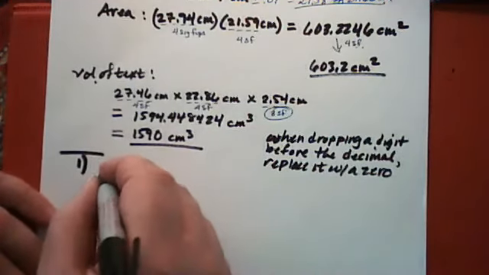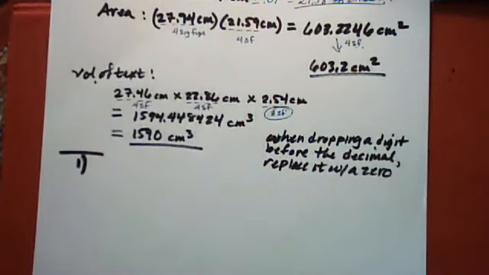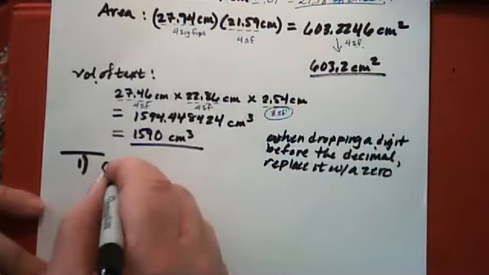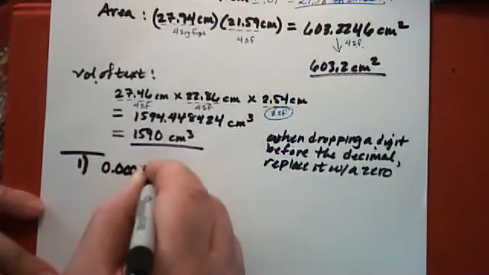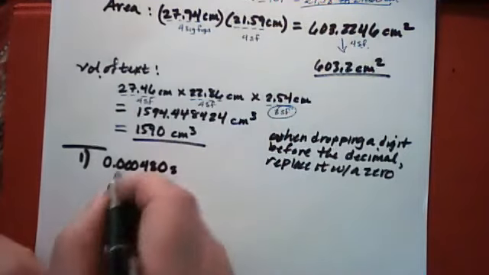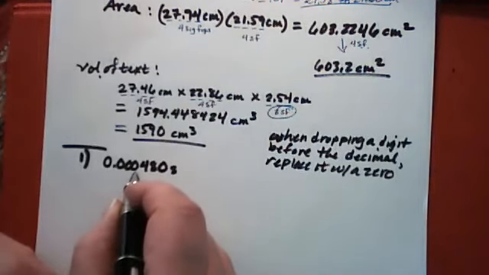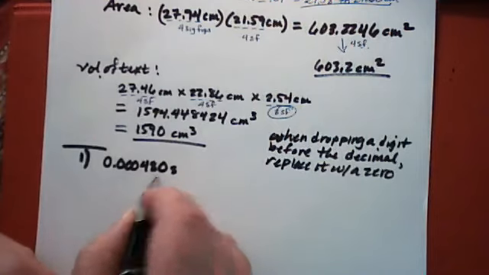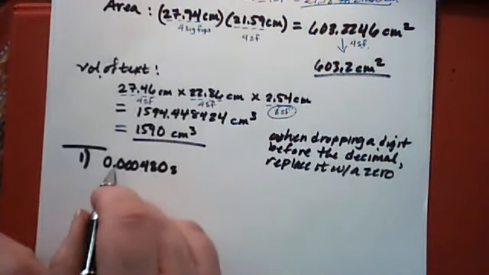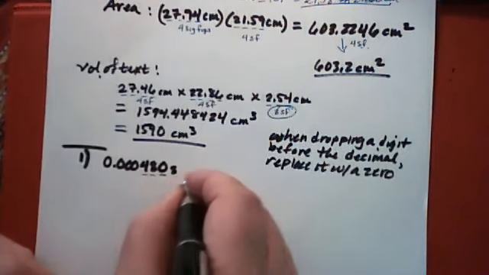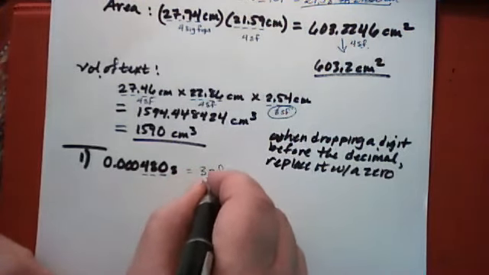So we have a number that's, first number, 0.000480 seconds. And we want to know how many significant figures that is. Well, remember, zeros at the beginning of a number never count towards significant figures. Zeros at the end of a number do count if there's a decimal point anywhere in the number, which there is. So that 0 counts, and the 4 and the 8 count, so that's 3 significant figures.